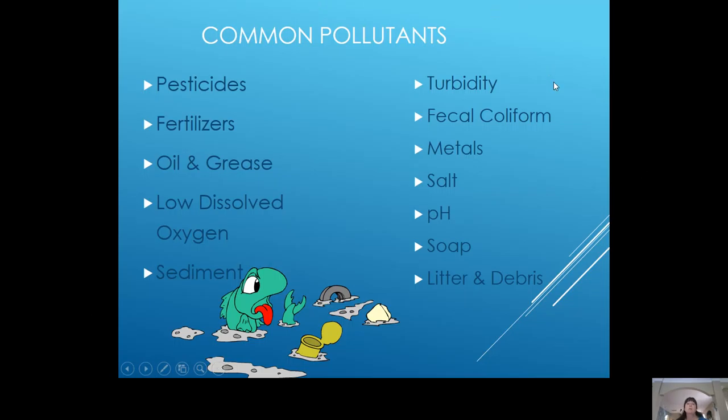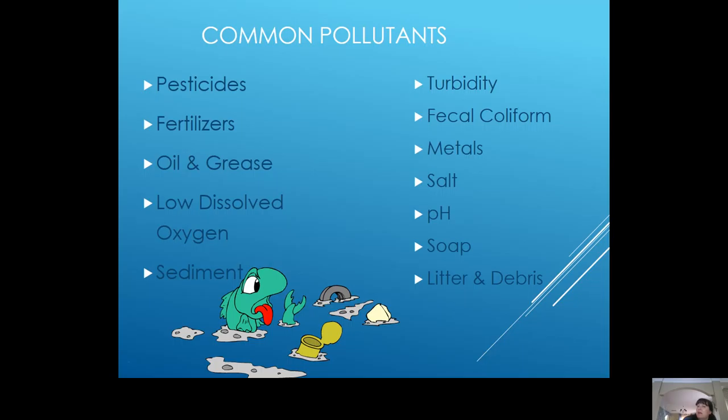So, common pollutants. Pesticides, we'll talk about later. Pesticides are what we use to keep our pests away. We need them for agriculture. We need them to kill the ants that we have in our yard. But all of those chemicals end up in either our groundwater or our surface runoff. Fertilizers create those algae blooms. Grease, low dissolved oxygen content, sediment.